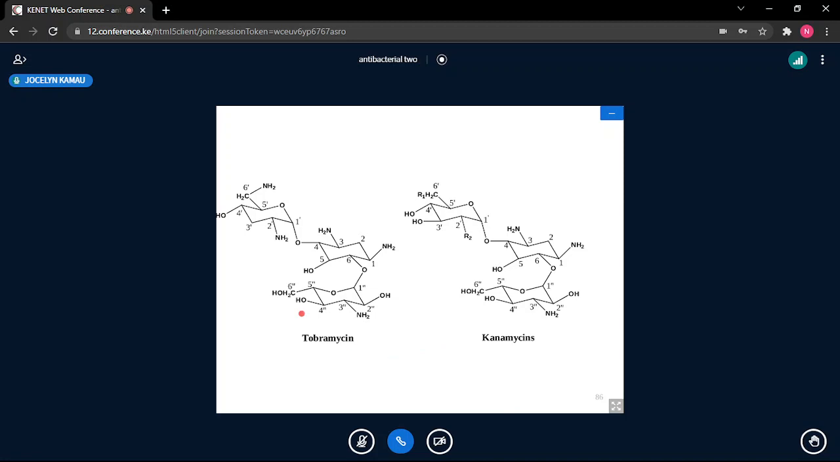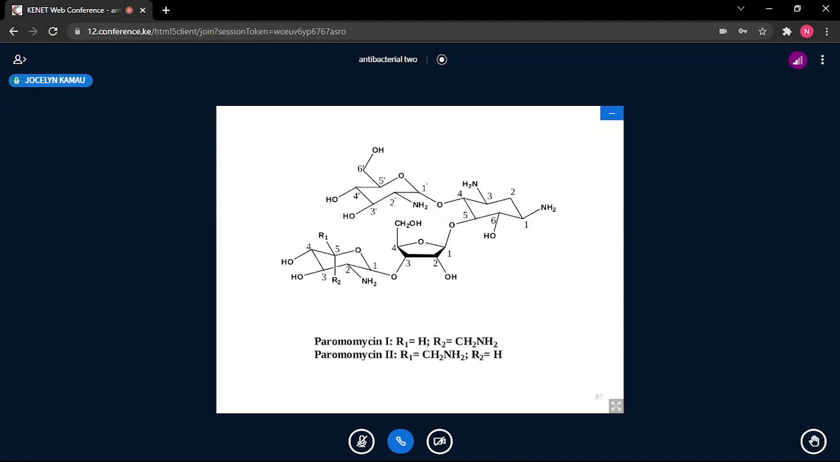Then you have another one like tobramycin. Again, you can see this sugar is the same, and the 2-deoxystreptamine is there. The only thing that will differ in tobramycin is that these sugars will be different. They will not be the same as those found in kanamycin, just to make that drug a little different. Then that is tobramycin.